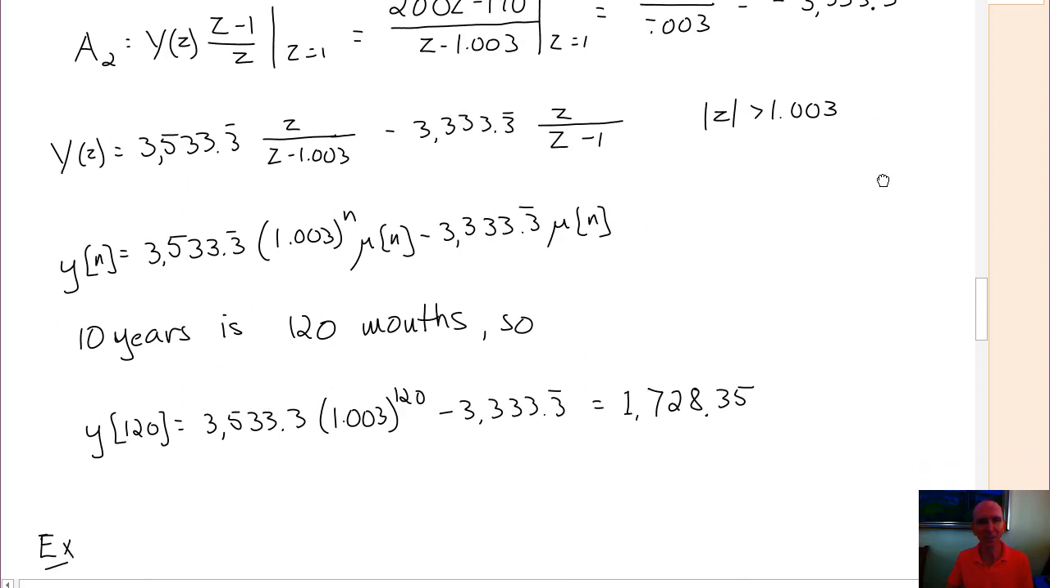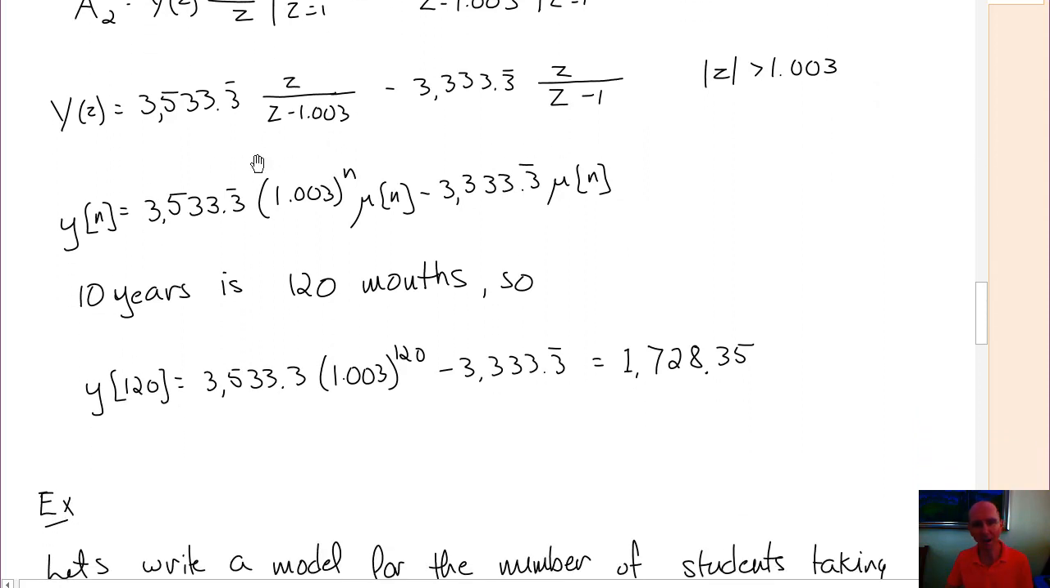So this is going to be our Y of z. Since the region of convergence is greater than 1.003, we know how to take the inverse of each of these things. Again, this is a constant that comes down. The inverse of this is going to be 1.003 to the n mu of n. And the inverse of this is just going to be 1 to the n mu of n.